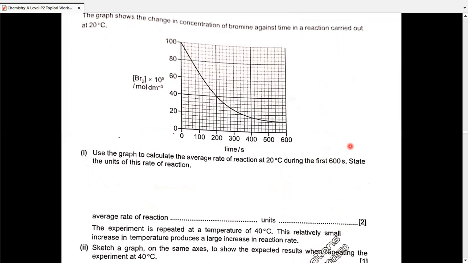The experiment is repeated at a temperature of 40 degrees Celsius. This relatively small increase in temperature produces a large increase in reaction rate. Sketch a graph on the same axis to show the expected results when repeating the experiment at 40 degrees Celsius. First, it was at 20. Now they're repeating at 40. Okay.